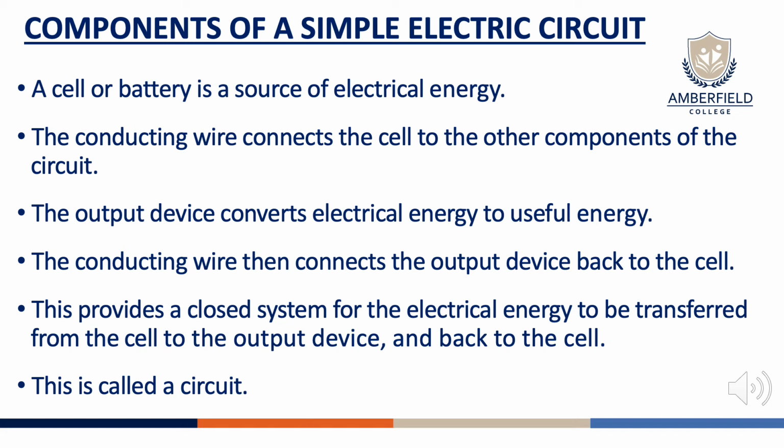The conducting wire then connects the output device back to the cell, allowing electricity to flow back and forth. This provides a closed system, a closed circuit, for the electrical energy to be transferred from the cell to the output device and back to the cell. This is called a circuit.